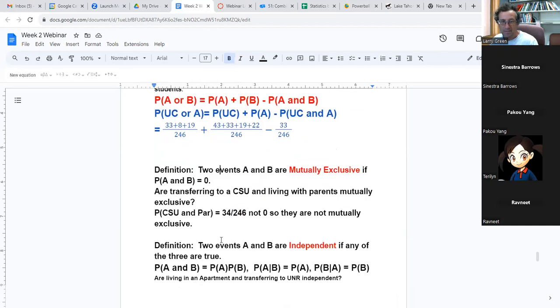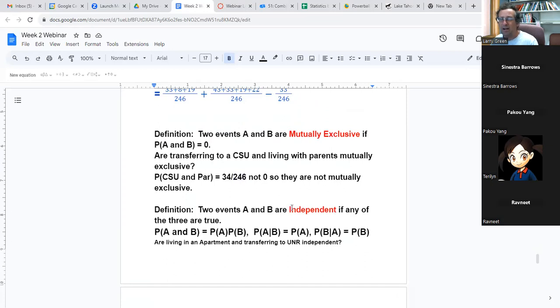Okay, the next one's a bit harder, and that is two events A and B are called independent if any of the three equations are true. The first, probability of A and B equals the probability of A times the probability of B. The second is the probability of A given B is equal to the probability of A. And the third is the probability of B given A is equal to the probability of B. Okay, it turns out if one of them is true, then the other two are both true. If one of them is false, then the other two are both false.